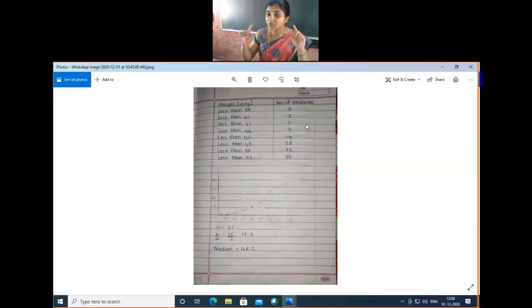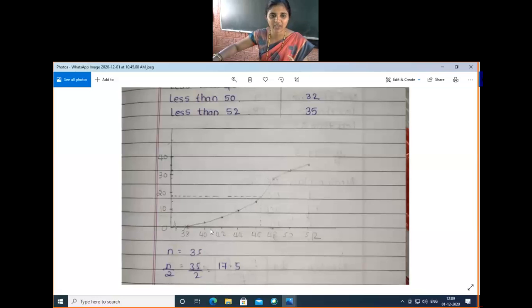Already less than type conversion is given. Everything is ready. Just you have to draw the OGU only. Less than type is given in the sense here number of students is act like a cumulative frequency. Okay. So this is a cumulative frequency column. Now directly here you have to take this less than 38, 40, 42. This horizontal line we have to take this range only. Vertical line. So 10, 20, 30 scales only we are using.